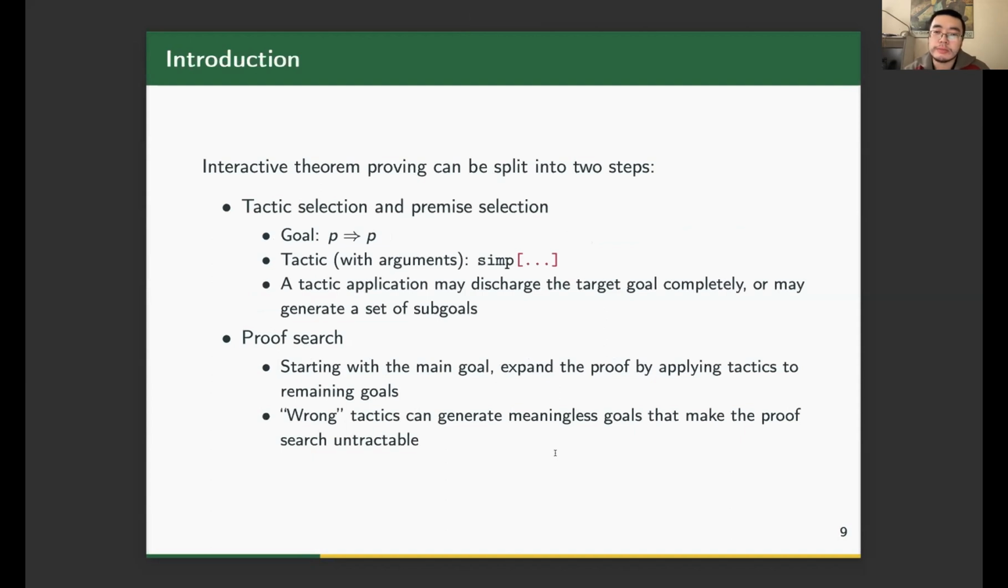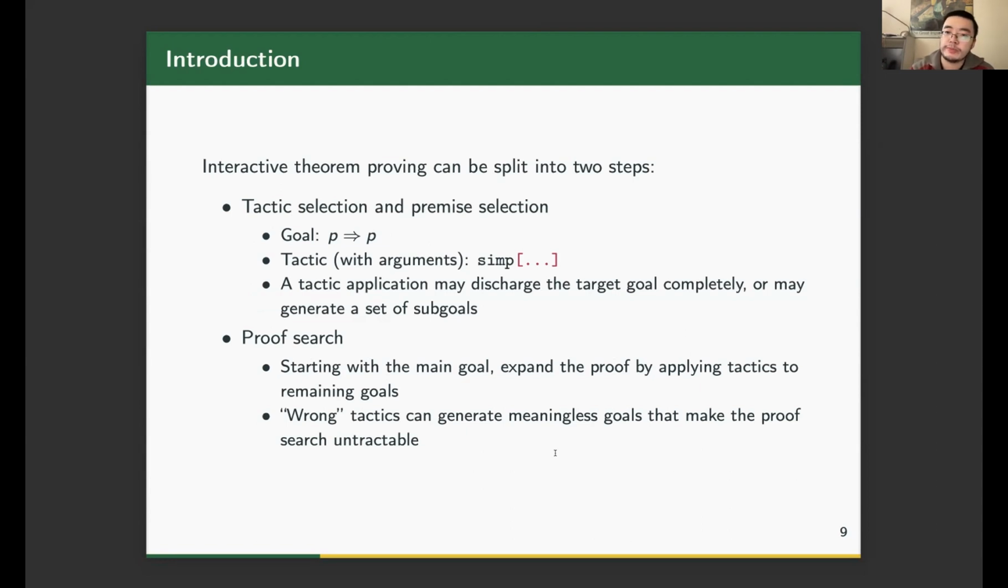So as we've just seen, interactive theorem proving can be split into two steps. The first is that we perform tactic selection and premise selection. Given a goal, we need to choose the proper tactics that we can apply to that goal. And many tactics also take arguments. You can think of it as taking the possible lemmas that you will need in order for that tactic to work. So for example, we can perform simplification using certain lemmas.